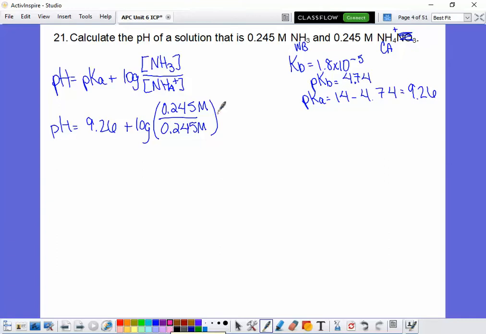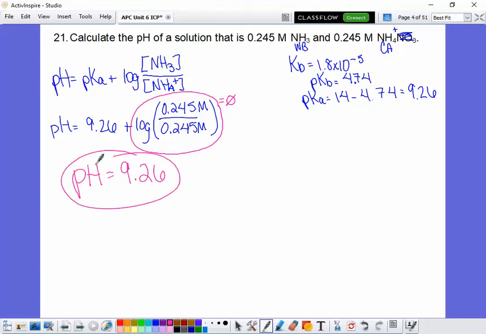What do you notice about that? The concentrations are equal, so anything divided by itself is 1, and log of 1 is 0. So therefore, my pH equals 9.26. So when the concentrations of both of your components of your buffer are equal, pH equals pKa.